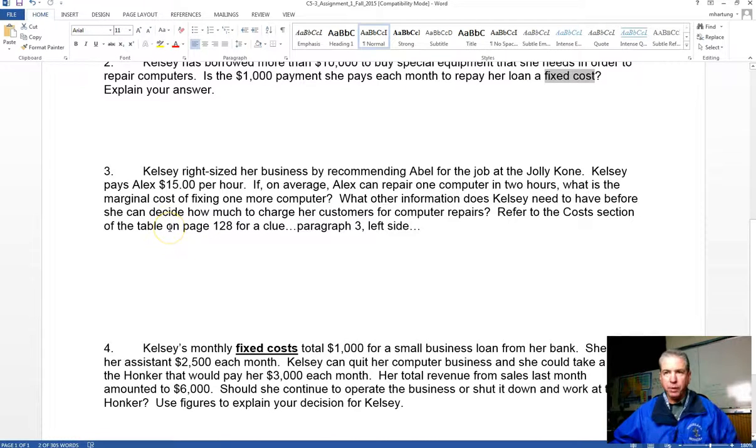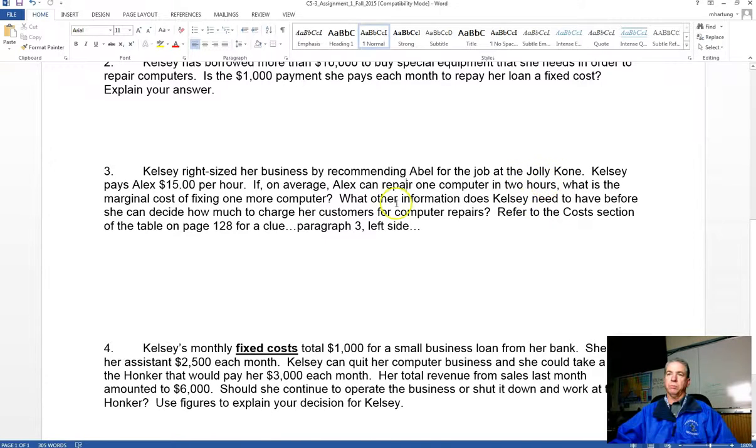Number 3, Kelsey right-sized her business by recommending Abel for the job at the Jolly Cone. That's a nice way of saying that he was fired. Not because of poor performance, but essentially he was let go because it's not working out. So, politically correct term, right-sized the business. She kept Alex. She's paying him $15 an hour. Alex can repair 1 computer, and it takes him 2 hours. So how much would it cost for him to fix the next computer, or the marginal computer?